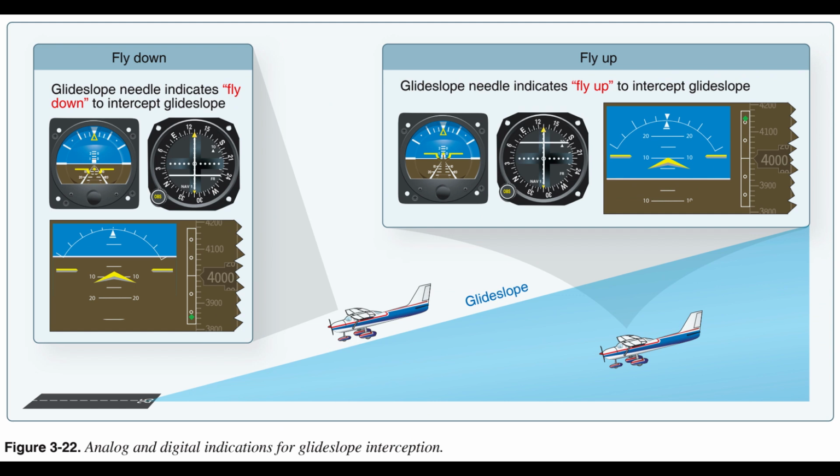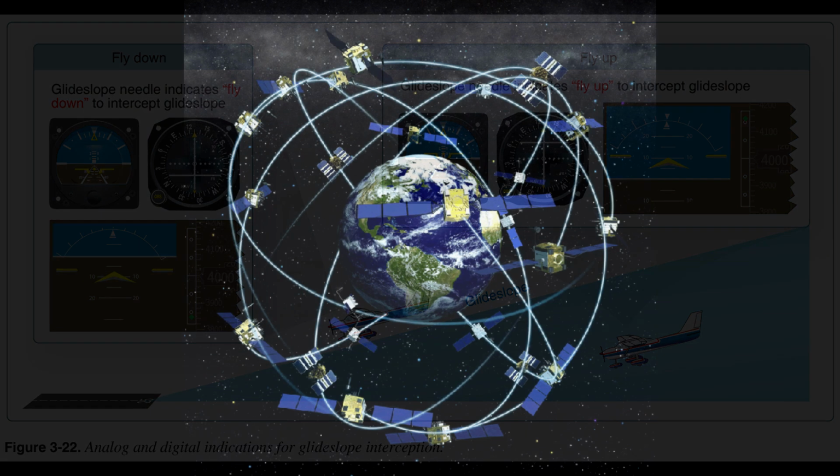They also provide pilotage information so the aircraft can be maneuvered to keep it on a predetermined path. The pilotage information can be in either 2 or 3 dimensions relative to the ground-based or space-based navigation information. Figures 3.21 and 3.22. Global Positioning System, GPS.